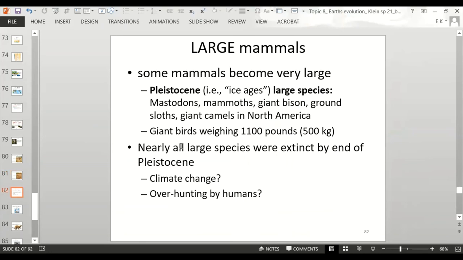Now, some mammals became very large. So during the ice ages, we had very, very large species. We had mastodons, mammoths, giant bison, ground sloths, giant camels in North America, by the way. Camels originated in America. And then camels eventually migrated across a land bridge during the ice ages to Asia, but camels originated in America. We also had giant birds that weighed 1,100 pounds. Nearly all large species went extinct by the end of the ice ages. Perhaps it was related to climate change, or it may have been related to overhunting by humans.